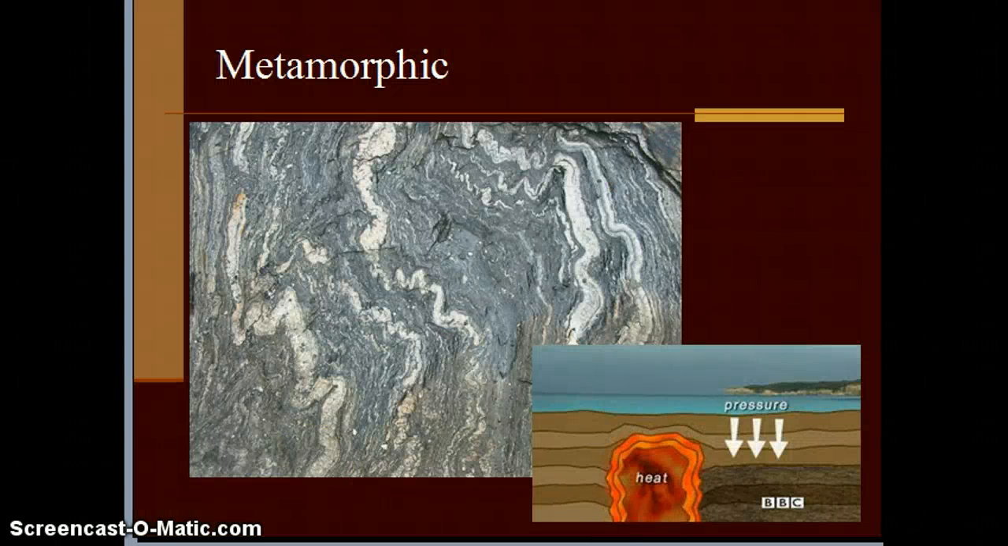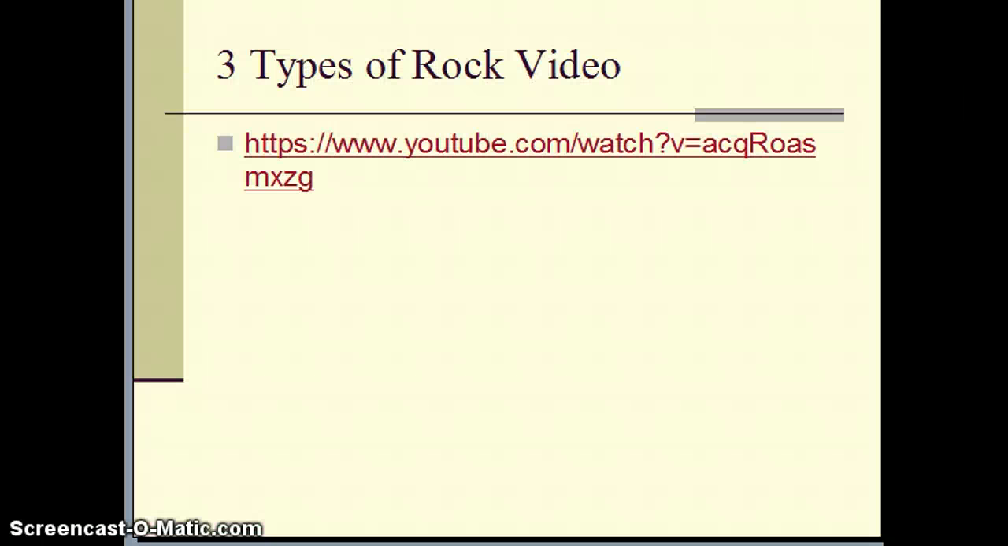The final type of rock we'll be discussing is the metamorphic. It's formed by pre-existing rocks that are changed by high heat and pressure. They're formed deep underground with high temperature and great pressure. Here's a video that wraps up what we learned about the three types of rock and how they are formed.